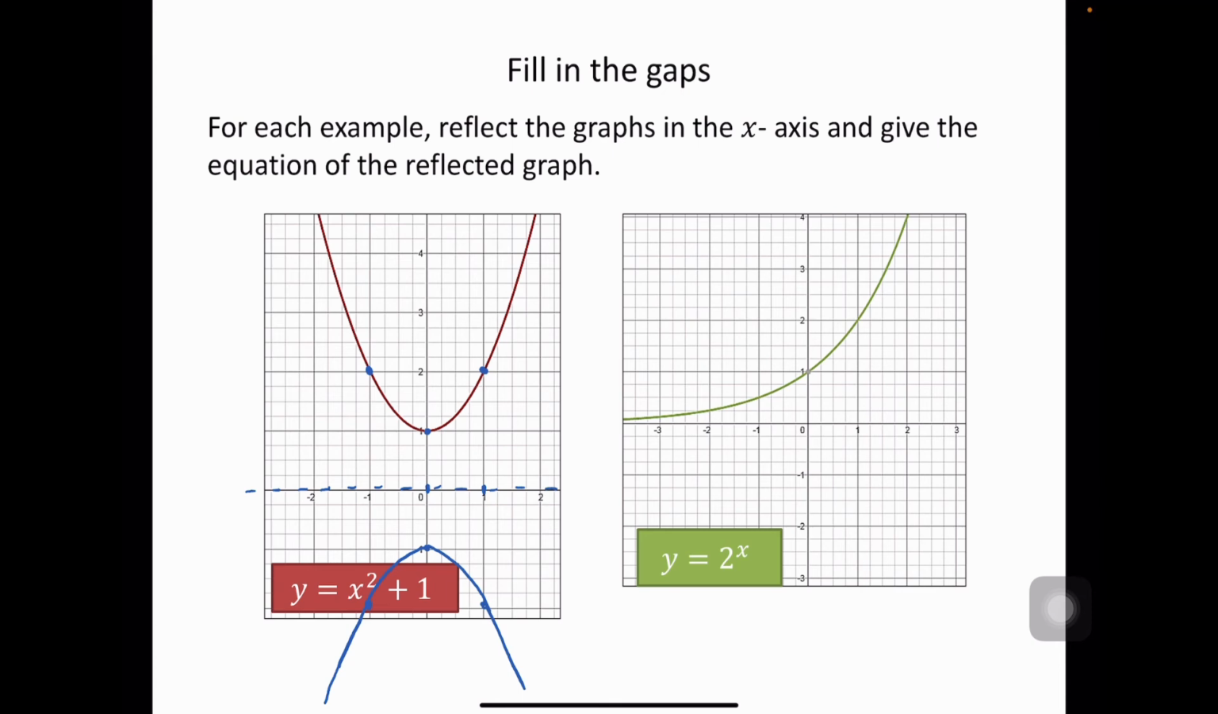So if f of x is x squared plus 1, then the reflection in the x-axis is going to be negative f of x. So negative x squared plus 1, which is negative x squared, take away 1.